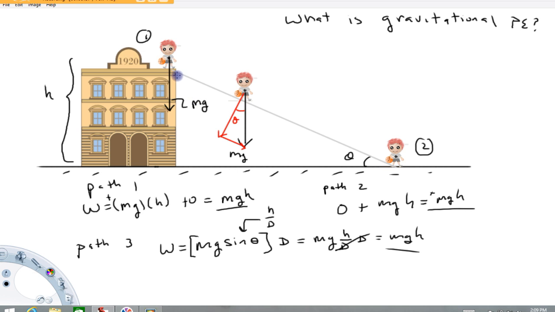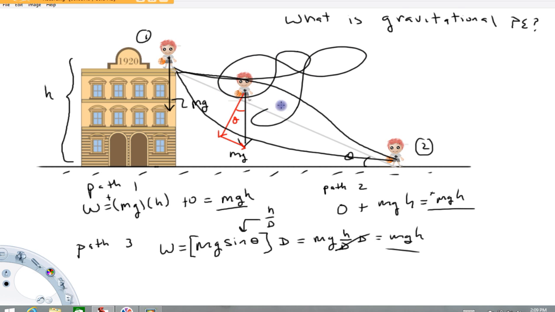Timmy could take all sorts of bizarre paths, maybe some sort of slide, maybe some sort of inverse concavity slide or something like this. Or he could actually fly in the air and do loop-de-loops. As long as he starts here and he ends here, the work done by gravity is going to be the same, mgh. Furthermore, you'll notice that the left-right distance never came into play at all.